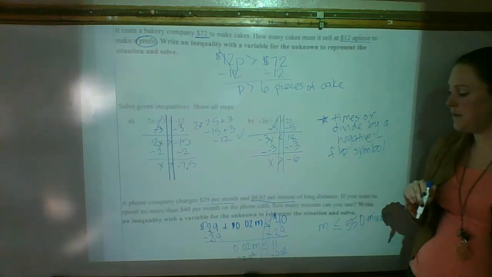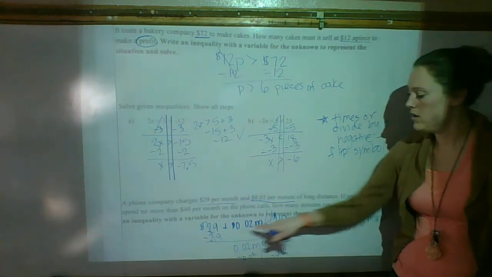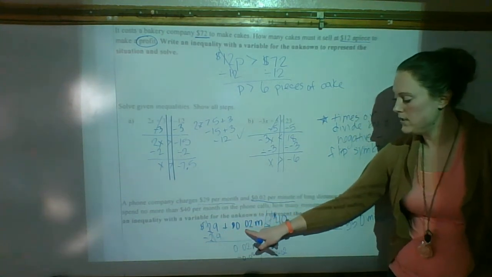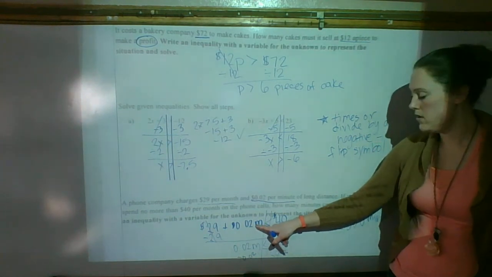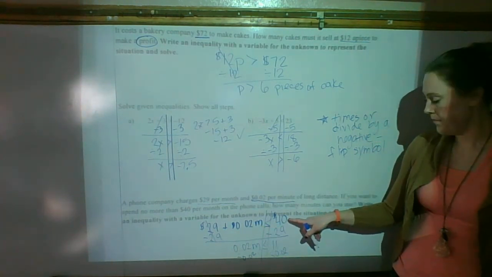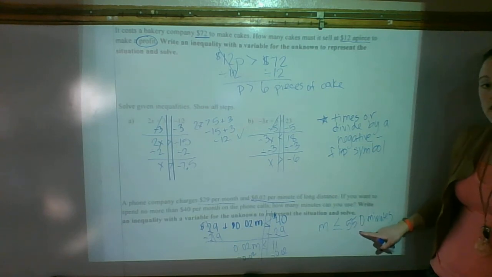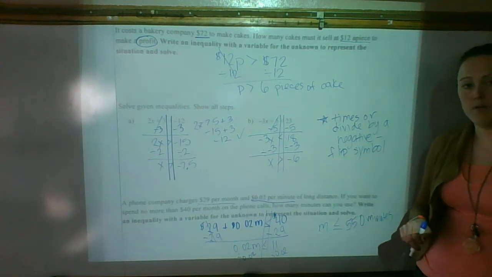If I want to do my check step, I can put it in and double check in my calculator. So 29 plus 0.02 times 550 should be equal to 40. So I can choose any number of minutes to talk on the phone less than that, and that will make my word problem work.